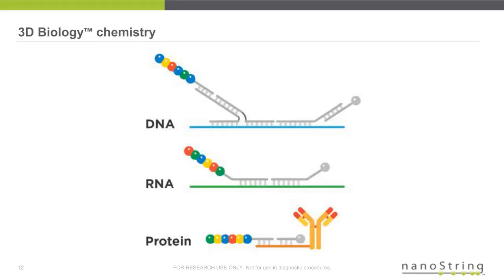Again, you saw there that with RNA, it's quite straightforward. We have the barcode and the capture probe, and we hybridize it to an RNA. Now those sequences here and here are designed to be specific to the RNA of interest.